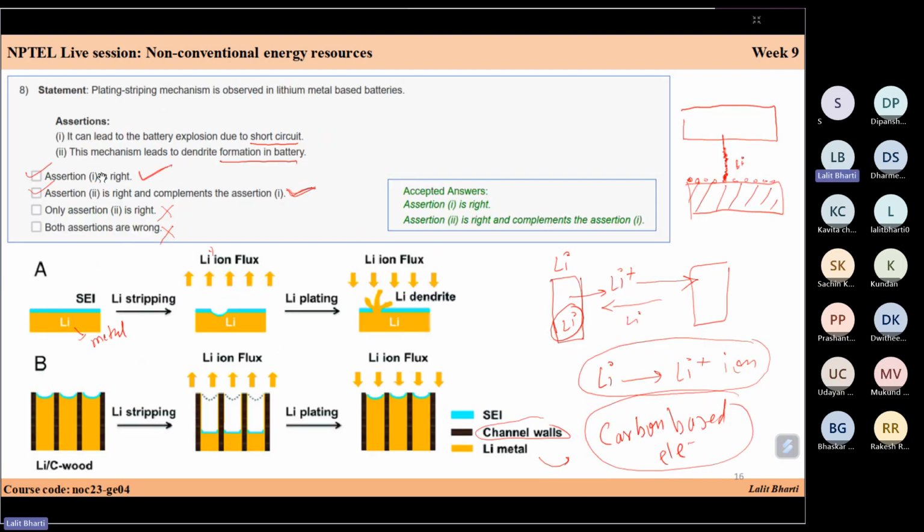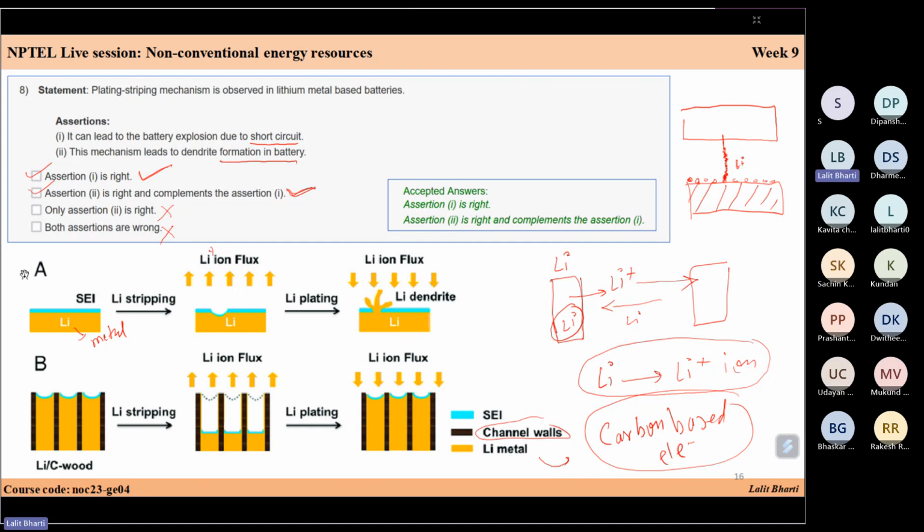Then we have question 8. The statement is: plating stripping mechanism is observed in lithium metal based batteries. So we have two assumptions. It can lead to battery explosion due to short circuit. And the second is, this mechanism leads to dendrite formation in the battery. So what is a plating stripping mechanism?